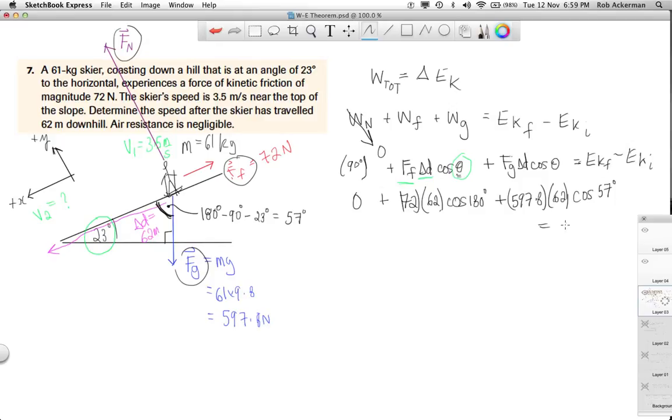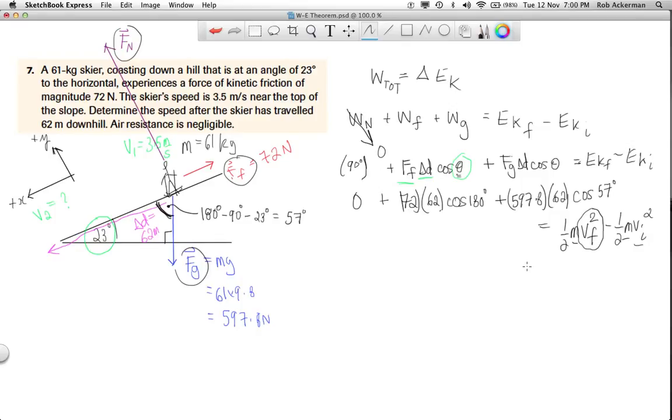What is Ek final minus Ek initial? It's a half mv final squared minus a half mv initial squared. They give you the mass, we've got that. They give you the initial speed, so we've got that. So go and solve for this. You've got everything else. And therefore, I'm going to leave you at this point because that is enough. You can do the calculation on your own.